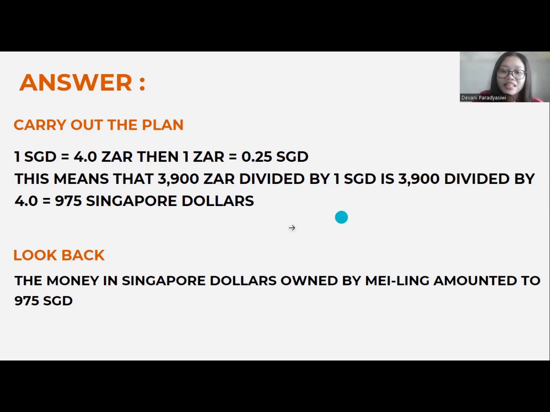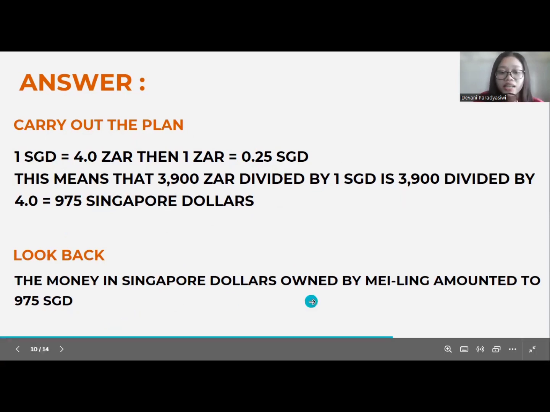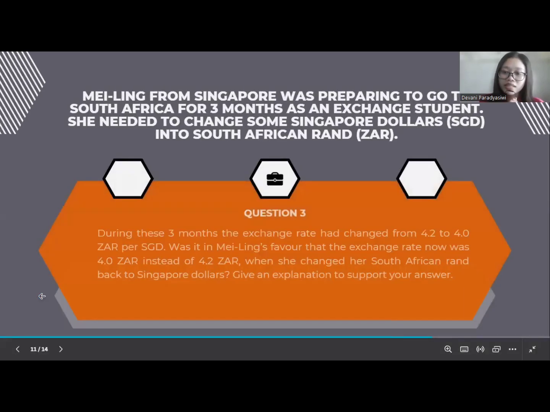So how about 3,900? 3,900 divided by 4 is equal to 975 Singapore dollars. So with this method we find that the money in Singapore dollars earned by Mei-Ling amounts to 975 SGD. I hope you understand.